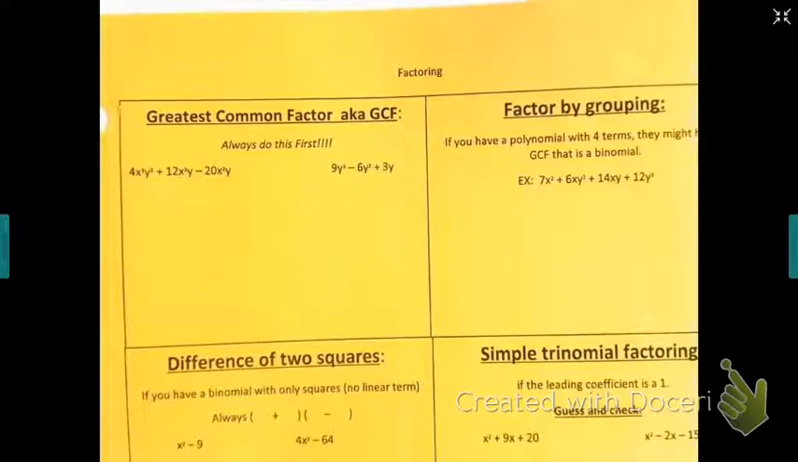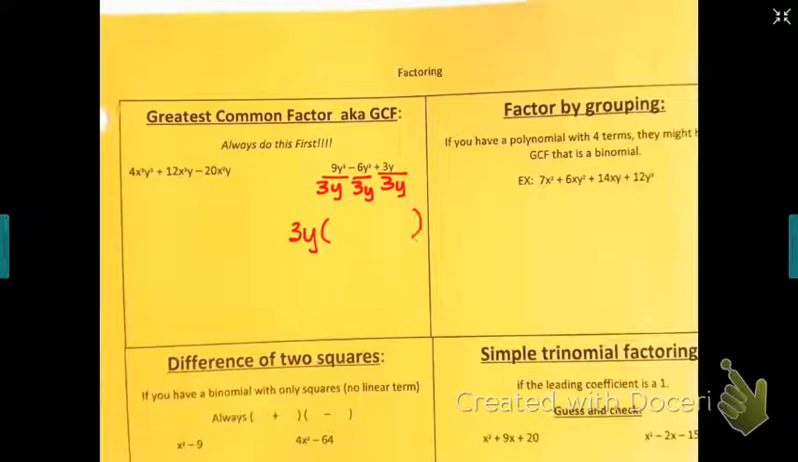So can you think of a number that goes into 9, 6, and 3? 3. So 3 is part of my greatest common factor. Okay? Now look at the y's. You have a y to the third, you have a y squared, and you have a y. Y is the least, so I'm going to pick y. After you pick the greatest common factor, you're going to divide everything by that greatest common factor.